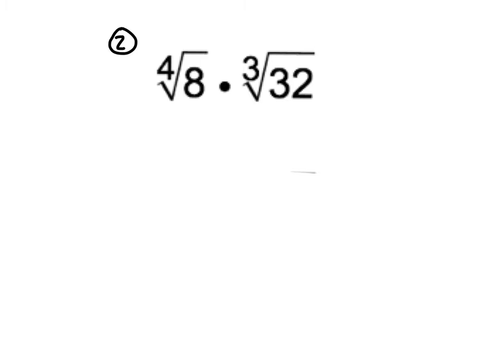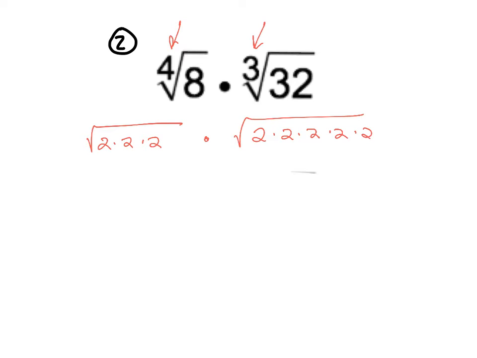We're now going to do problem number 2. This is the 4th root of 8. We're going to rewrite 8 as 2 times 2 times 2. And then this is the 3rd root of 32. And 32 is 2 times 2 times 2 times 2 times 2. That's 2 to the 5th.